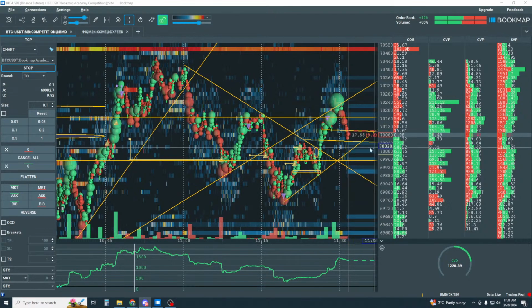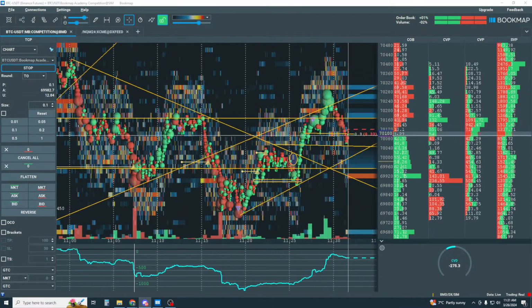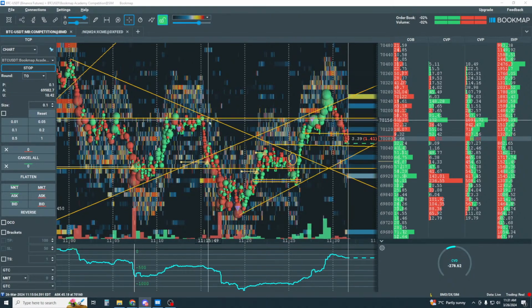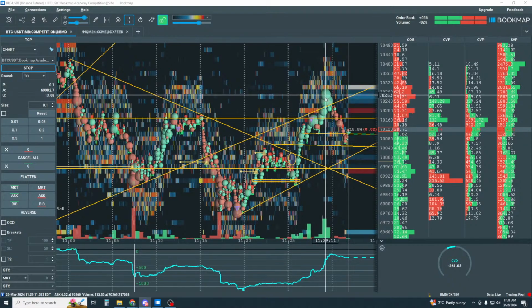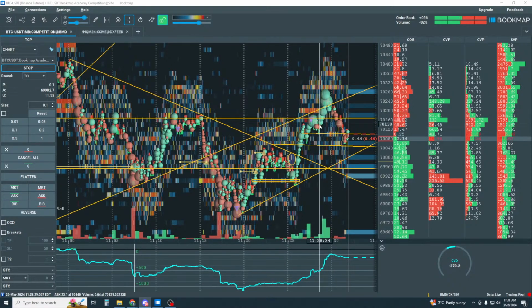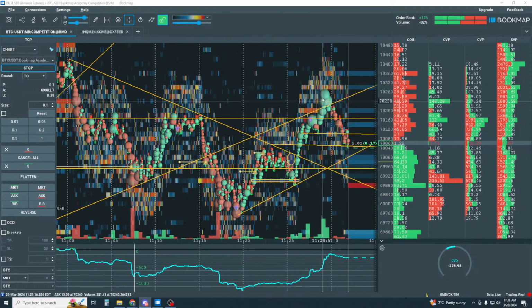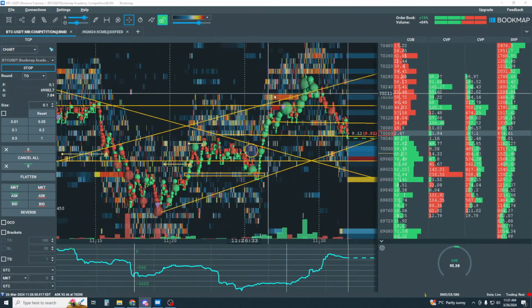So we are getting our pullback now, right? And that's to be anticipated here, because look at that pressure up in here, and that's where we went above the swing in here, and this is going to be a stop run here. Okay, now we're back into the range and we're looking for support.